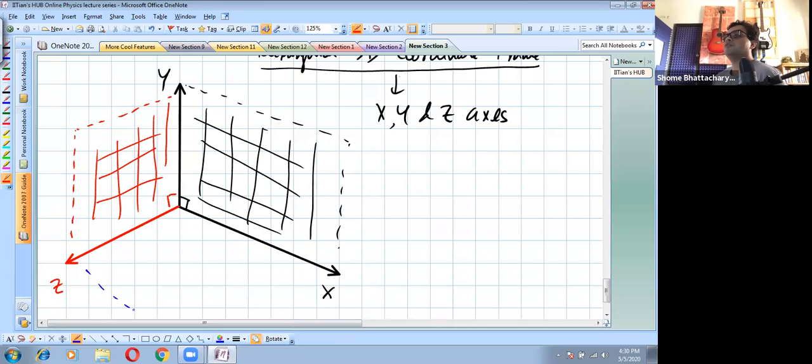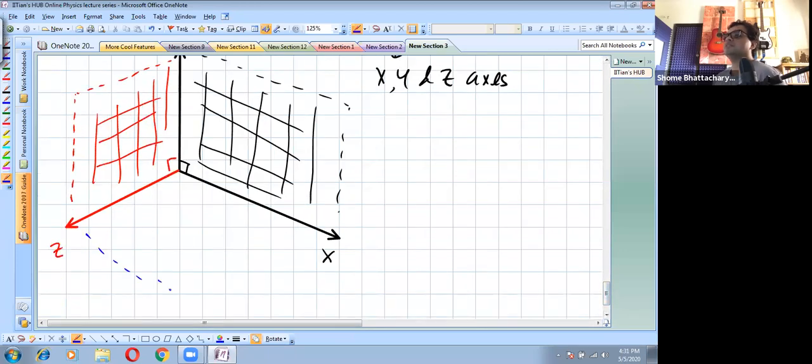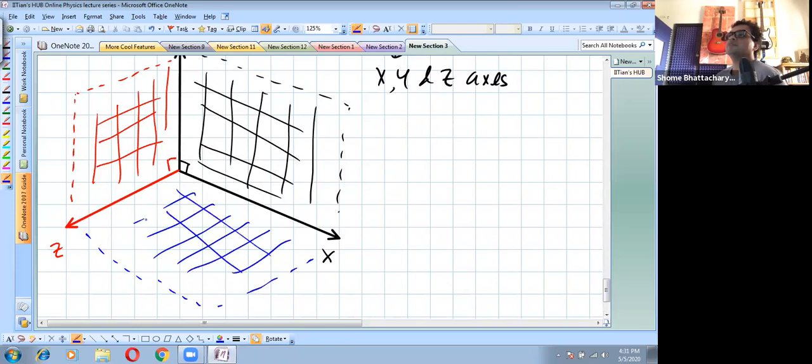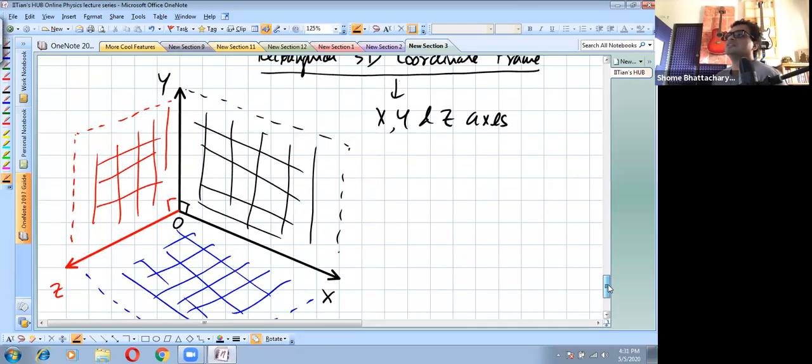So you have to learn to visualize three dimensions by actually visualizing a three-dimensional space. The best way to do that is to visualize the room in which you're sitting. Take any corner point as your origin and visualize the three planes. The floor is the xz plane. One of the walls is your xy plane. And the other wall is your yz plane. So this is the system of xyz.